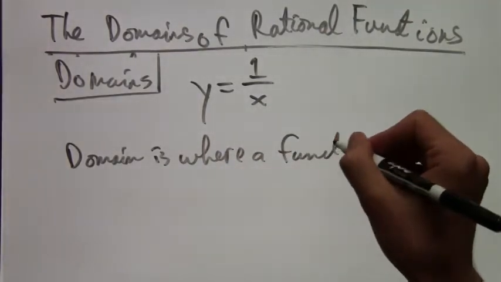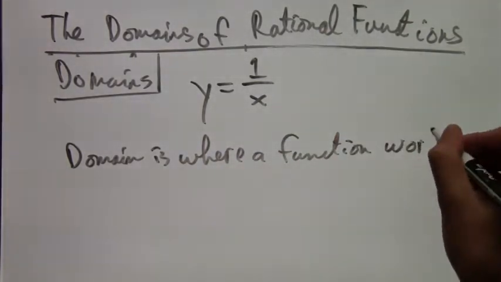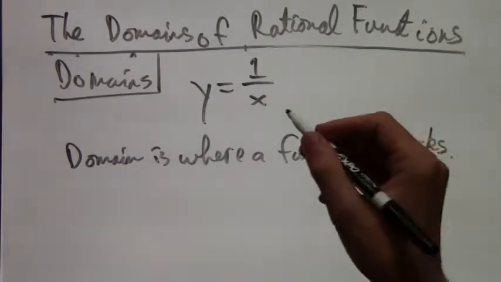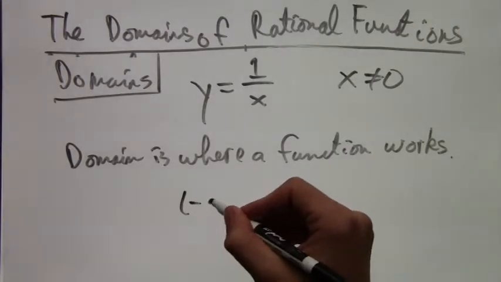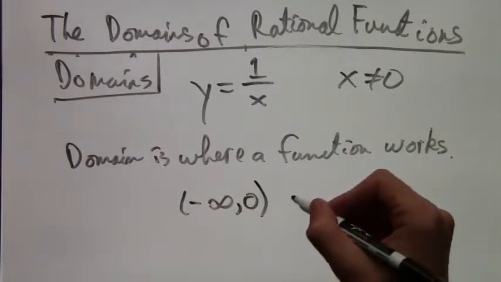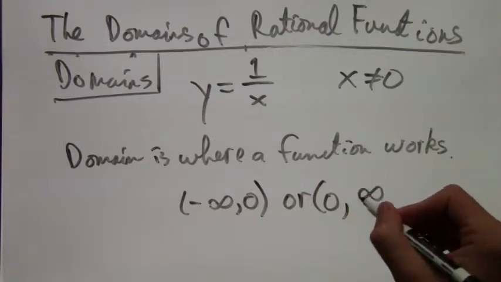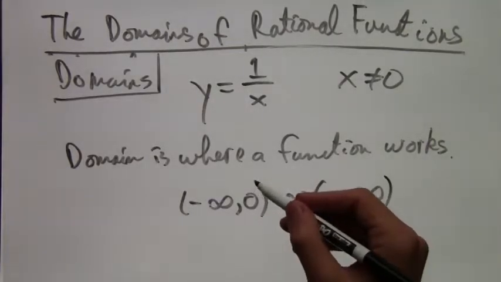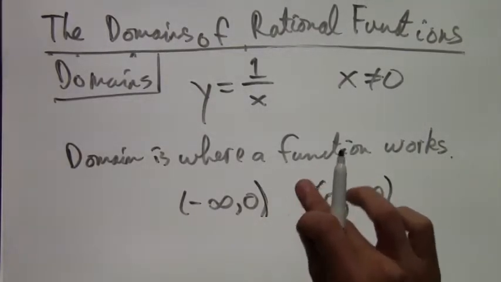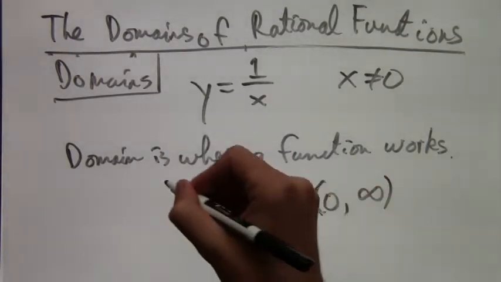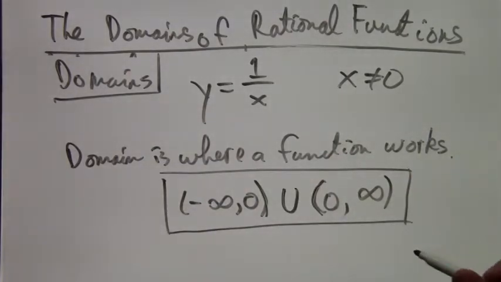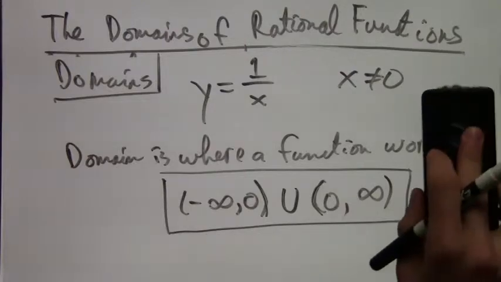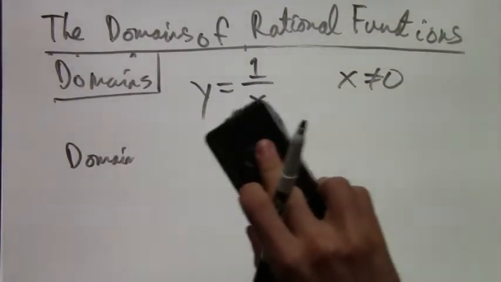So as I said, the domain is where a function works. Obviously, x equals 0 does not work. So that does not belong to the domain. Any other number, that's fine, but 0, no. So we can have any number from -infinity to 0 without including 0, or from 0 to infinity without including the 0. And instead of writing "or" in interval notation, we write this capital U, which means union. So that would be the domain of this function, y equals 1 over x.